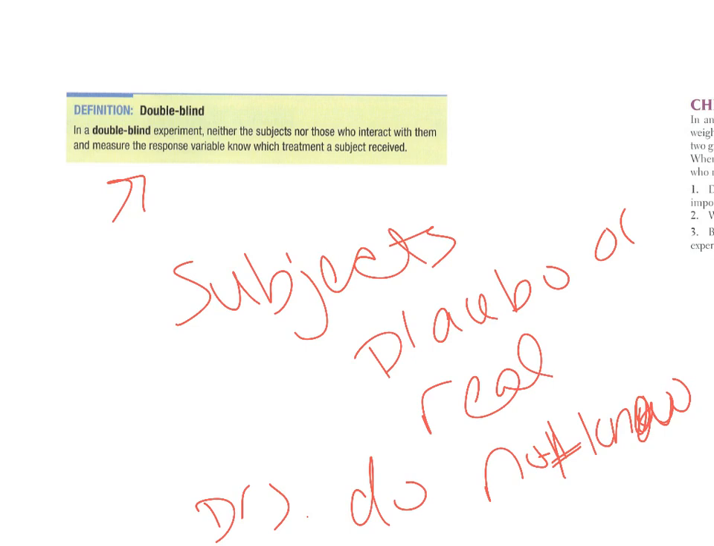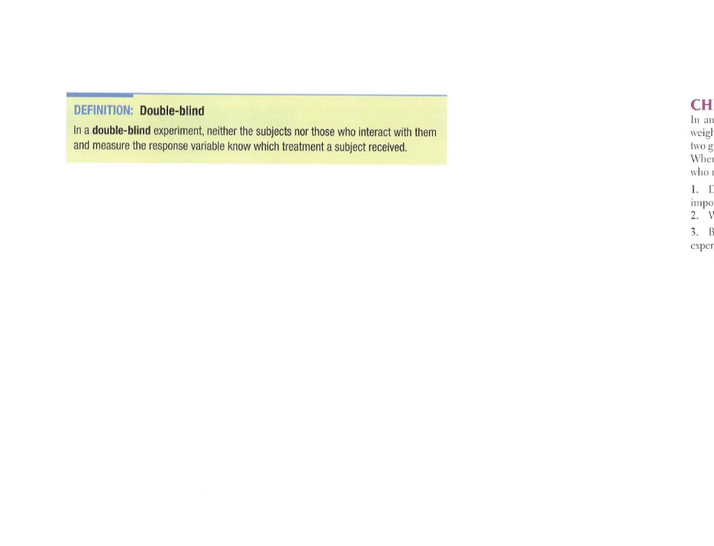Okay, and so the person treating them, it keeps them treating everybody exactly the same because they have no idea who is receiving the placebo and who is not. And so that is how we can keep an experiment what we call double blind. Keep the subjects as well as the people that are interacting with them in the dark. Okay, so let's look at some examples of this.